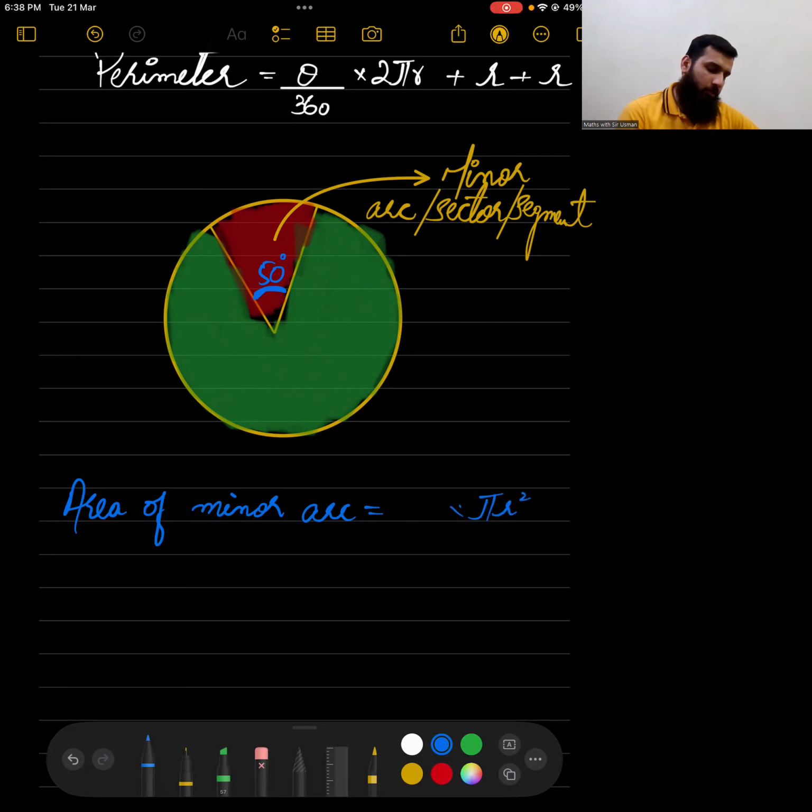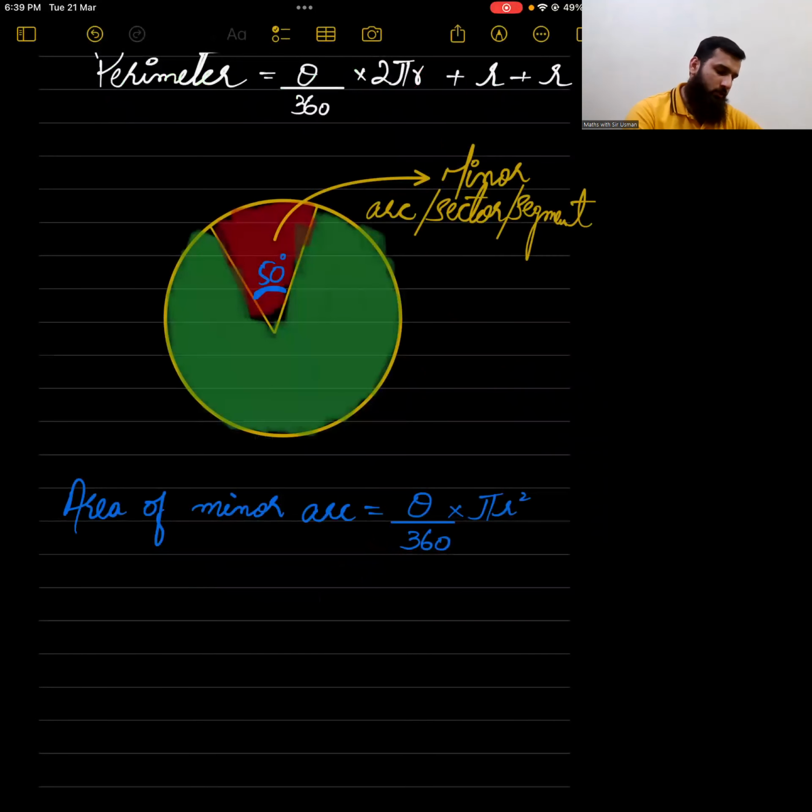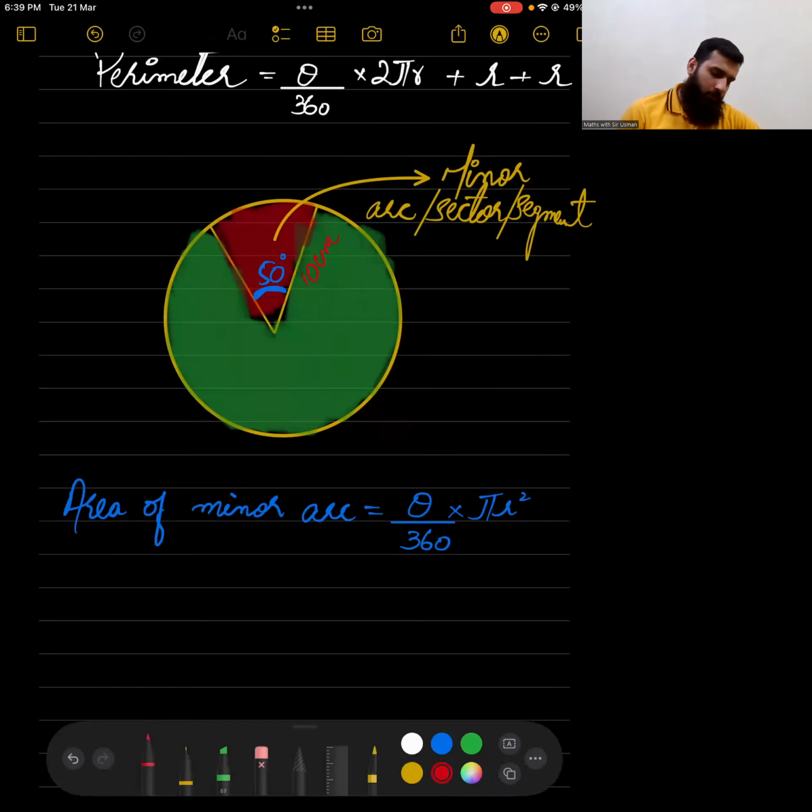I'm going to multiply it with theta divided by 360. The radius has been provided, let's say, as 10 centimeter. So I'm just going to pick up the values, put them into the formula and find my answer. For that, I'll pick up the angle as 50 divided by 360 times pi, which is 3.14, times the radius, which is 10. So that would actually give you the area for the minor arc.